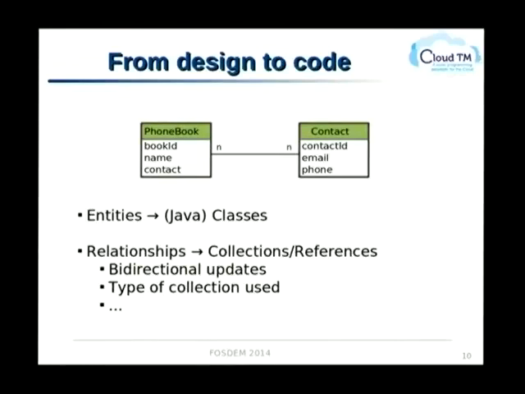And so, for the rest, I will use this guiding example where we have phone books which have contacts, and the contacts may be shared among phone books. And this typically maps to some Java classes or whatever your preferred language, and then they will reify these relationships over there via some collections or references which have to be updated bidirectionally and so forth.